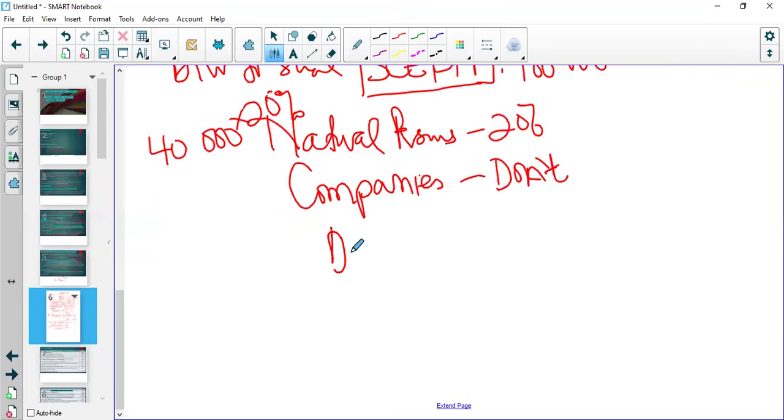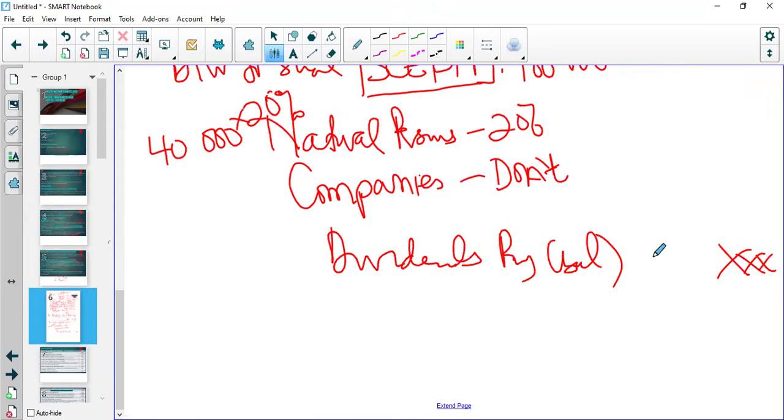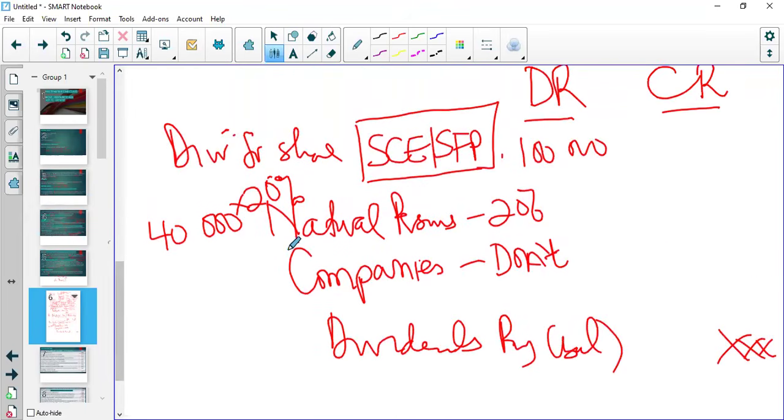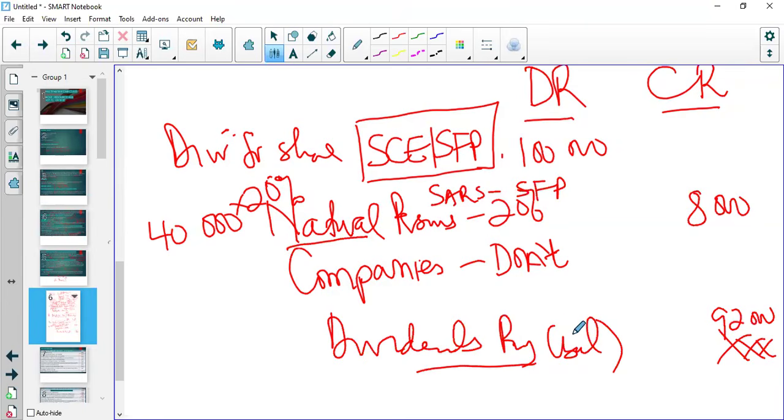The rest is going to be dividends payable. It's going to be the balancing figure here. But for the dividends that are going to be paid to natural persons, say, for example, 40,000, then 8,000 is going to be a payment due to SARS in the statement of financial position as dividends tax payable. Then the balancing figure will be 92,000. This will be the dividends payable to the rest of the shareholders.